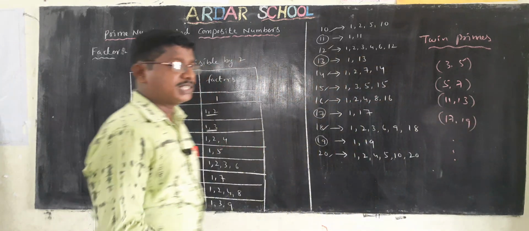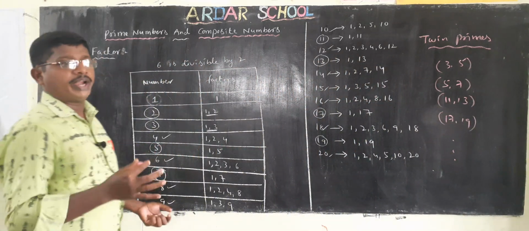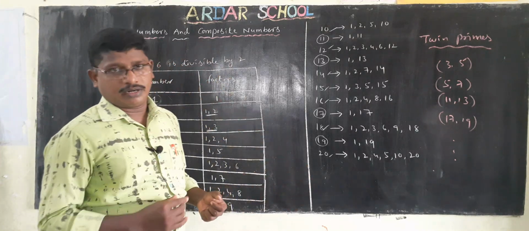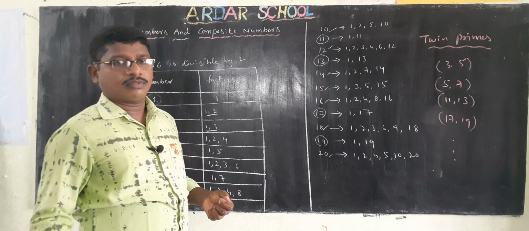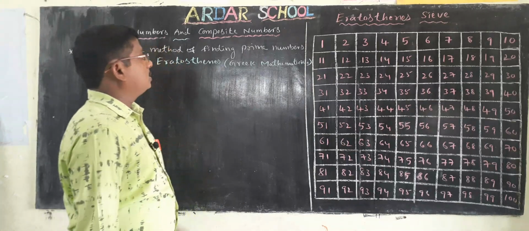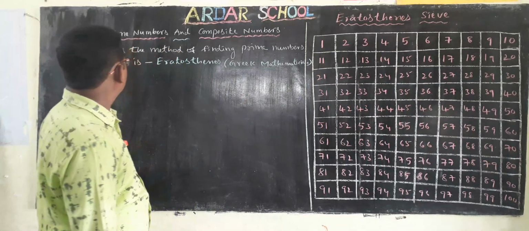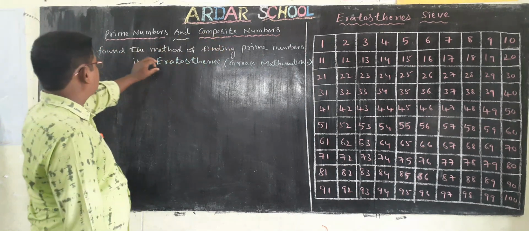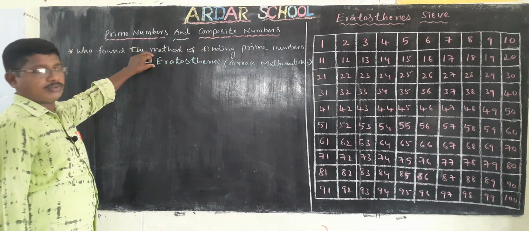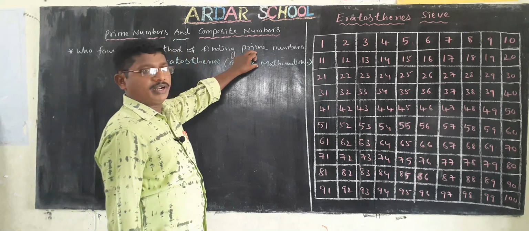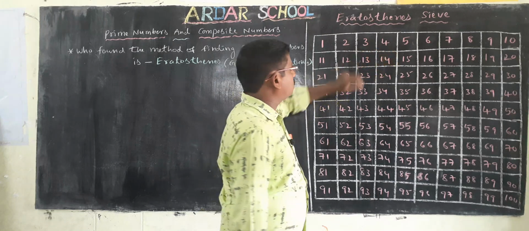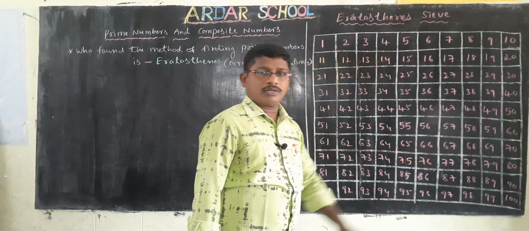Okay, next I am going to explain how to find the prime numbers between 1 to 100. This is Eratosthenes. The one who found the method of finding prime numbers is Eratosthenes. He is a Greek mathematician. First of all, I have to write the numbers 1 to 100.